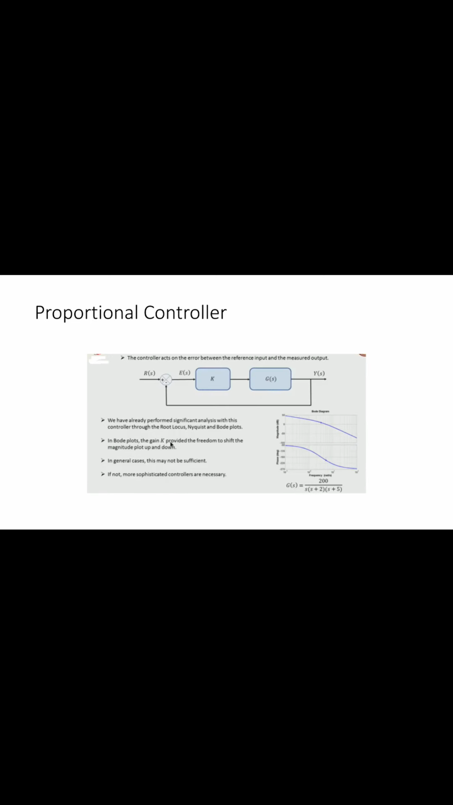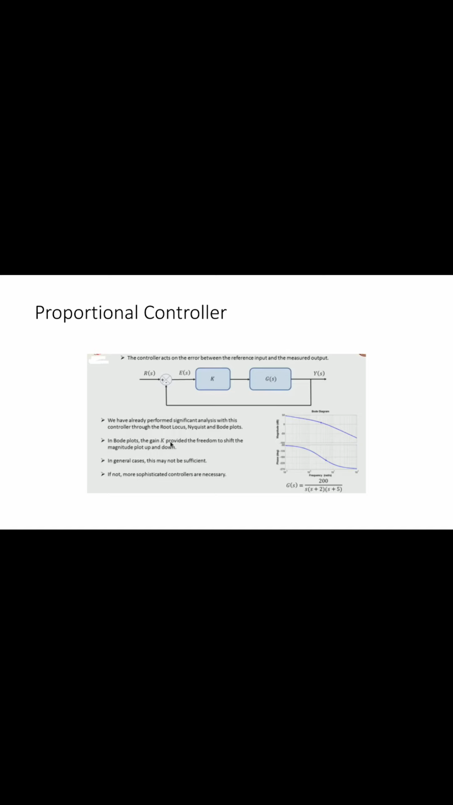This is what a proportional controller being demonstrated is. A proportional controller has a gain K. Now a Bode plot is being demonstrated to you. A Bode plot has two parts, the magnitude and the phase plot. Now why I am trying to correlate it with the gain K, that is the proportional controller, is that in the case of a Bode plot we have the freedom to shift the magnitude plot up and down depending on the value of K. And if we are shifting the Bode plot up and down, then we can make the system stable or unstable.